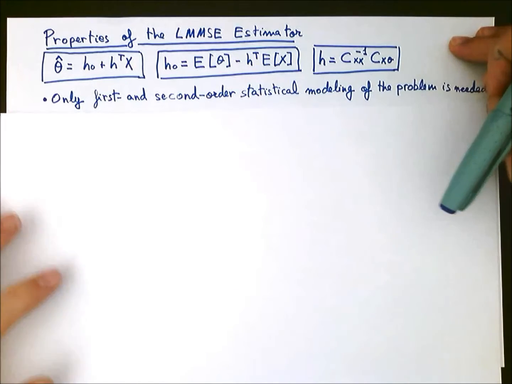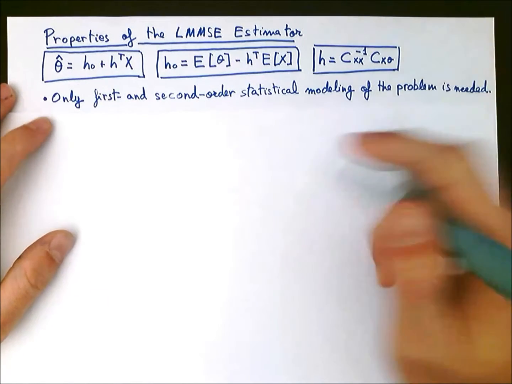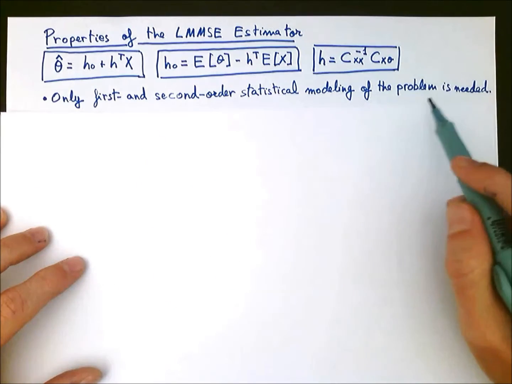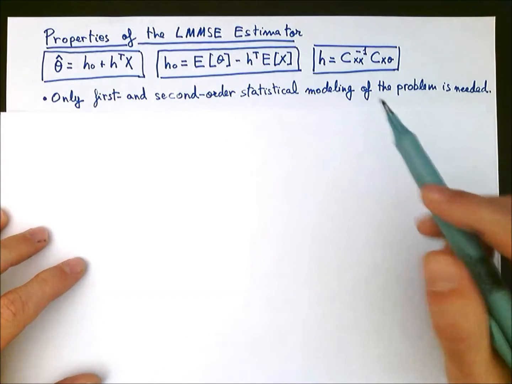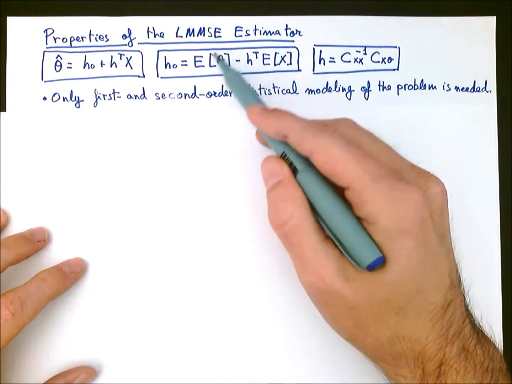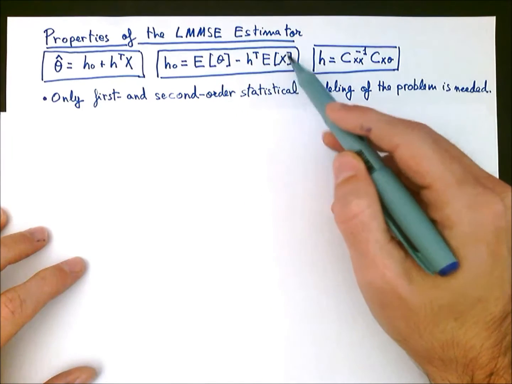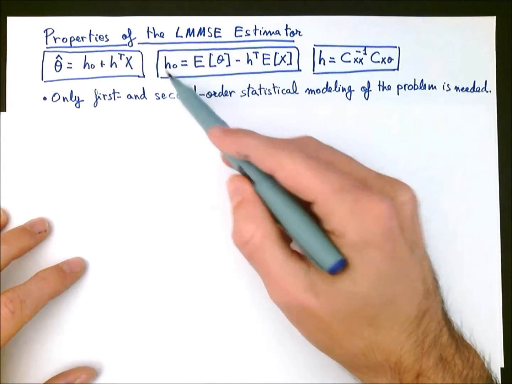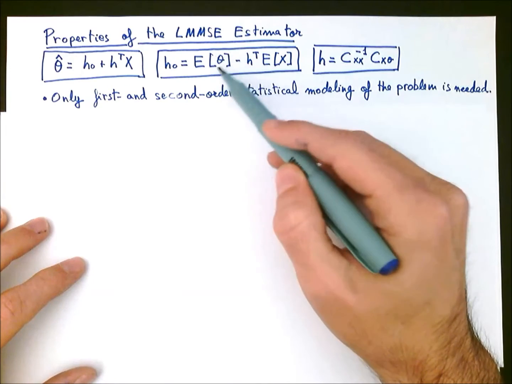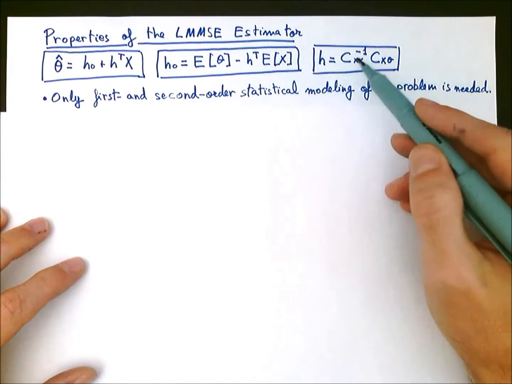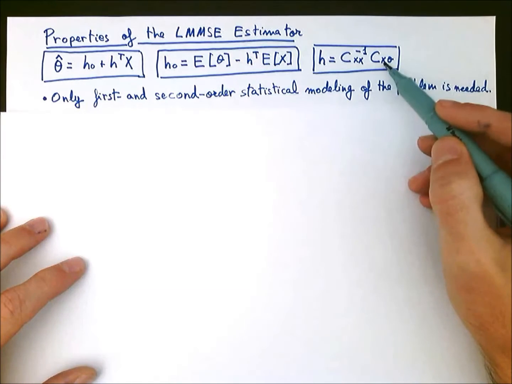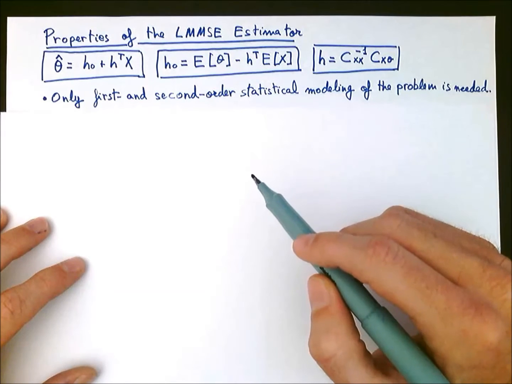First interesting property is that, as we can see from the calculation of the coefficients, only first and second order statistical modeling of the estimation problem is needed. What we mean by this is that rather than needing a full statistical characterization of the relationship between theta and the data X, in order to compute the optimal coefficients of the LMMSE estimator, we only need to know the mean of theta, the unknown parameter, the mean of the data, the covariance matrix of the data vector, and the covariance vector between the data and the unknown parameter.